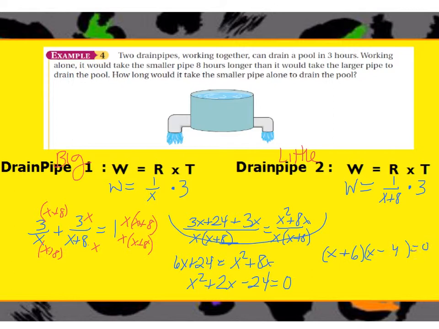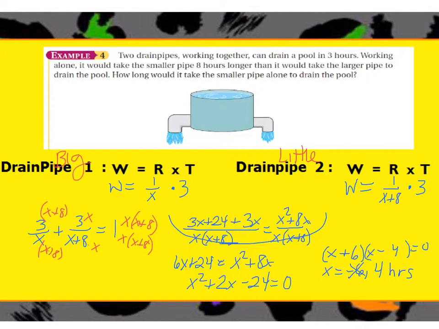If you set those each equal to 0, you'll end up with x equals negative 6 and x equals 4. Now, a lot of the times we're going to get answers like this where you get two of them because you factored, but one of them doesn't make sense. It doesn't make any sense to have a negative value for x. Let's remember what x was. x was the time it took the big pipe by itself. Doesn't make sense to have it negative. So I cross that answer off, and I know that it's going to take 4 hours for the big pipe by itself.